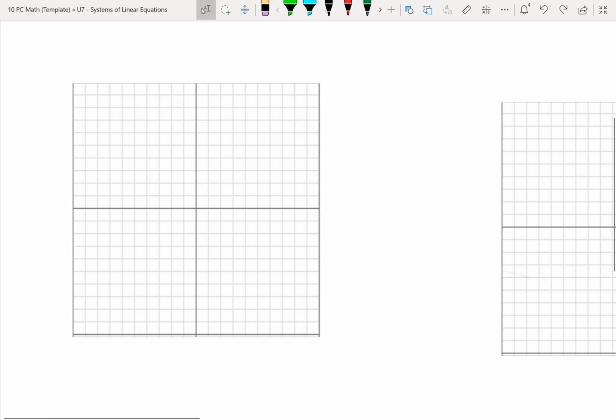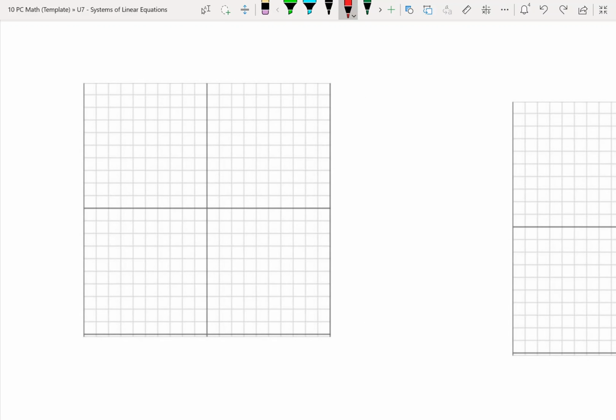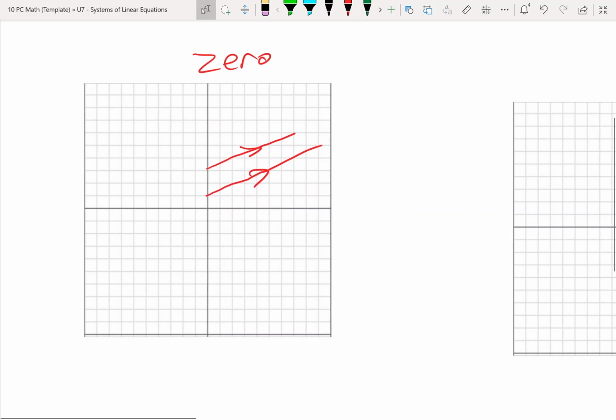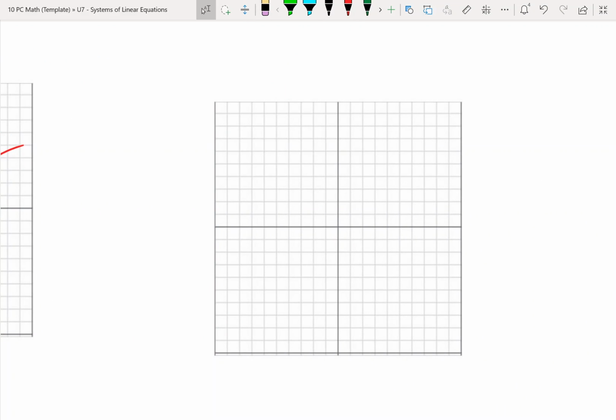There's actually two others. So I'm going to draw a line here like this, and I'm going to draw a line like this. Okay, let's say these are parallel. If they're parallel, they're never going to cross, which means this would have 0 points of intersection. Okay, there's one other instance where this can happen.